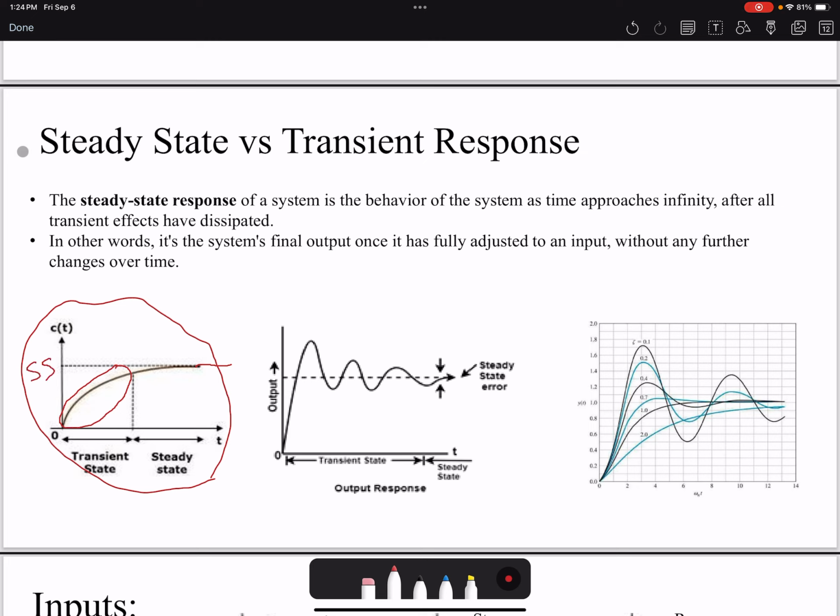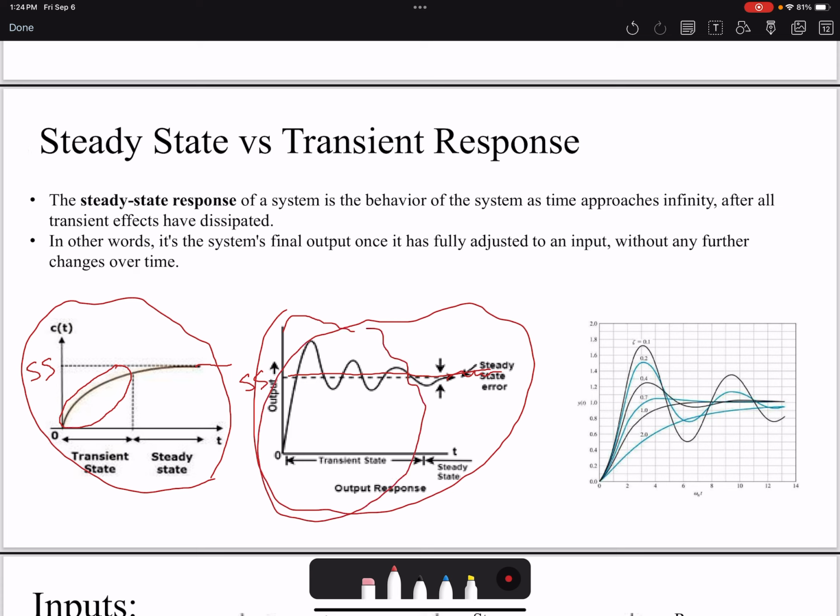Because after any excitation, the system needs time to reach its final value. Here, we can see a second order system, but the concept of a steady state still remains. You can see after a very long time we get to the steady state part, and the initial part would be the transient response.